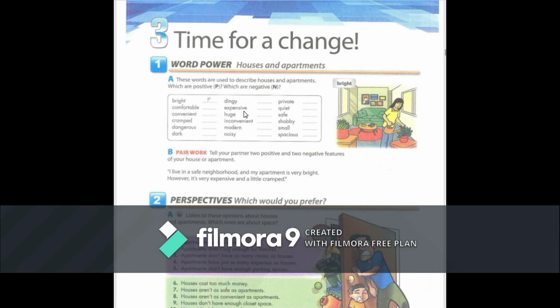Okay, so first of all, the word bright. The GH is silent. Okay, so bright means like so shiny. Okay, like in this picture, it looks shiny. Okay, so it's bright. Okay, comfortable. It's like comfy, you know. It's easy. You feel like so relaxed to live in this place. Okay, convenient.